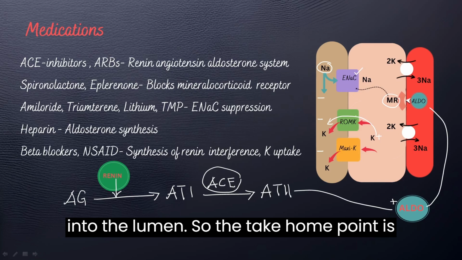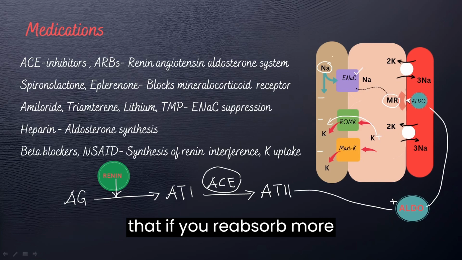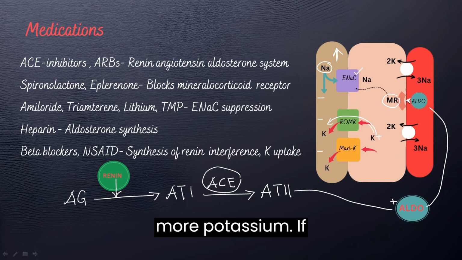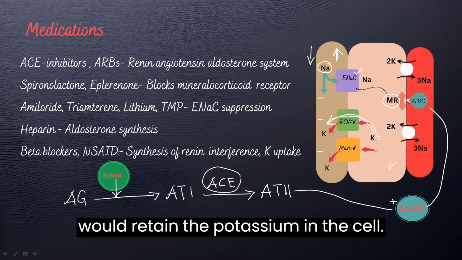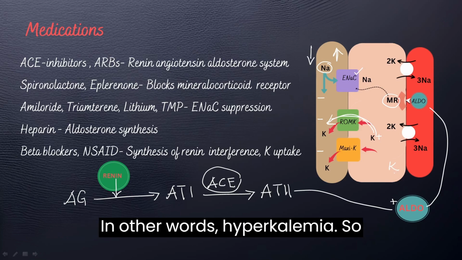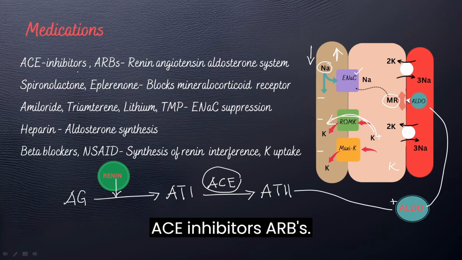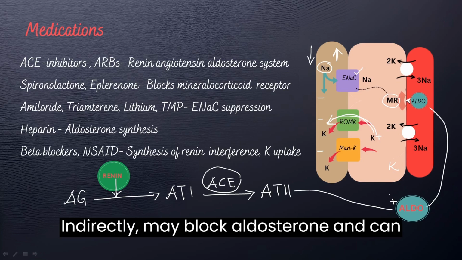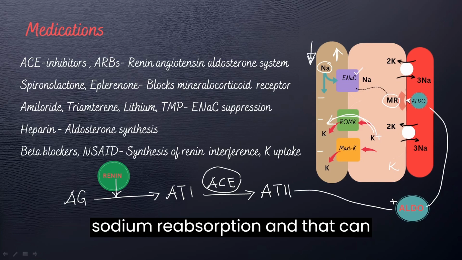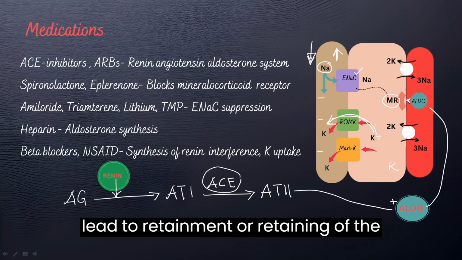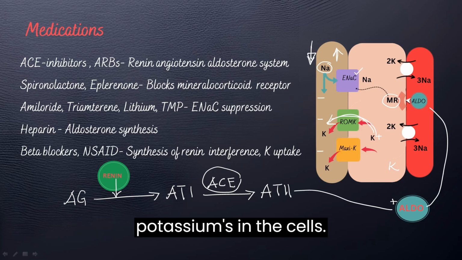So the take-home point is that if you reabsorb more sodium, you would secrete more potassium. If you reabsorb less sodium, you would retain the potassium in the cell. In other words, hyperkalemia. So ACE inhibitors and ARBs may indirectly block aldosterone and can lead to a reduction in sodium reabsorption, and that can lead to retaining of the potassium in the cells.